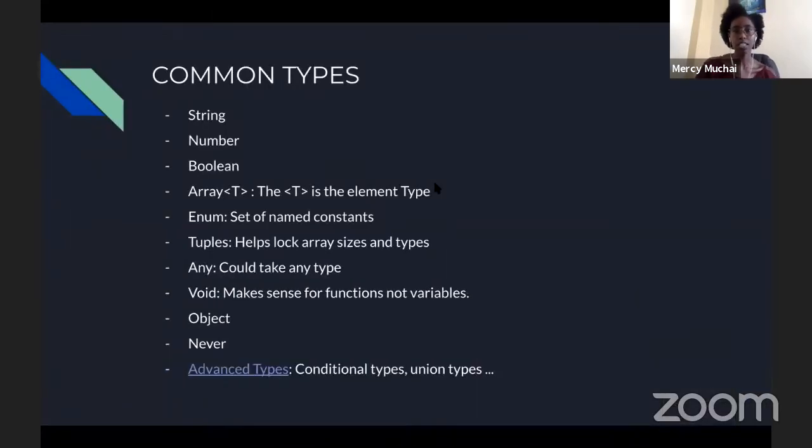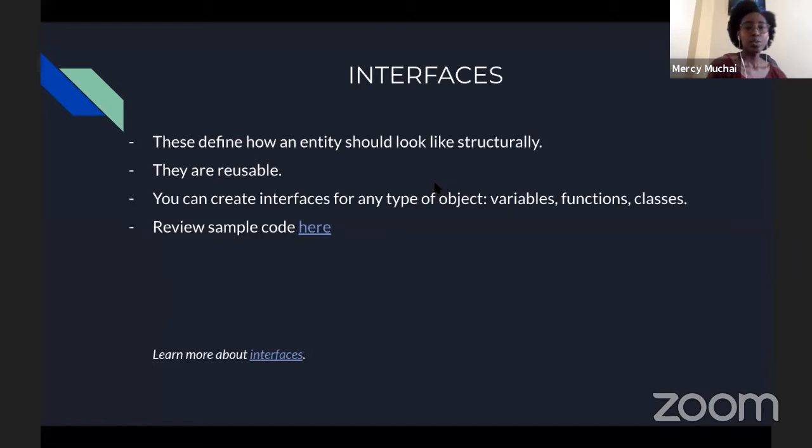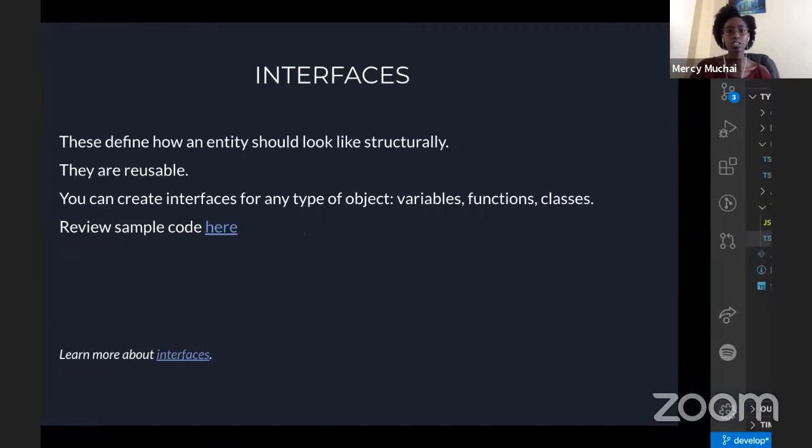I'm going to share the slide. So we've seen what an interface would look like, but I'm going to just do a small demo of what they are. They enable you to define what your entities would look like structurally, and they are reusable. You can create interfaces for variables, functions, classes. So we are going to look at the function type interface and just normal interfaces for your objects.